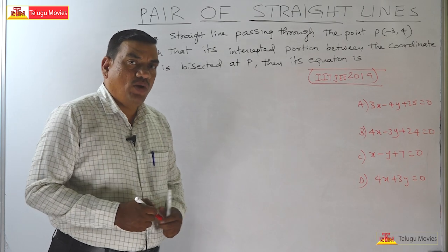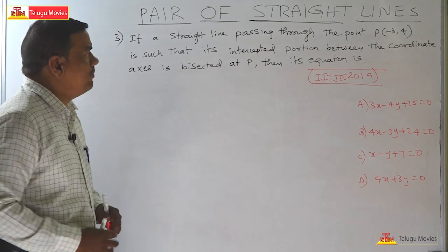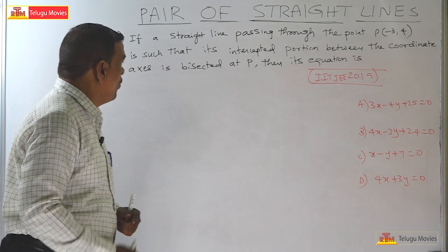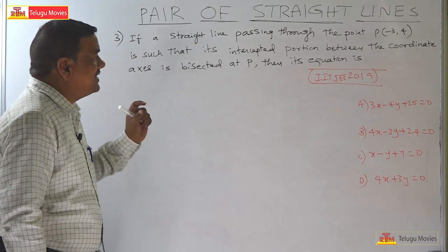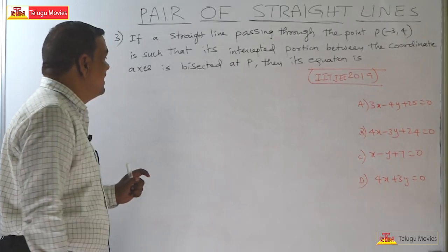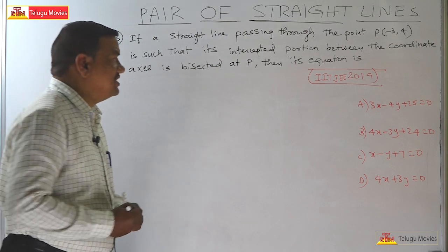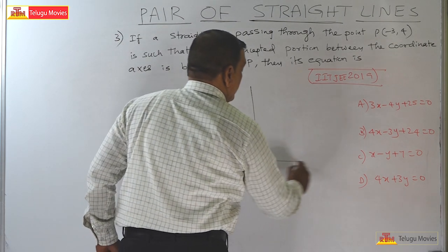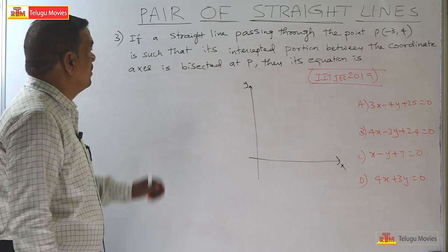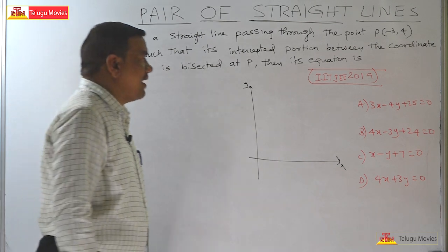Welcome to this problem. This problem is also a very, very easy one. See here: if a straight line passing through the point P(minus 3, 4) is such that its intercepted portion between the coordinate axes is bisected at P, then its equation is? We can solve it within minutes. The equation of a straight line passes through the point P(minus 3, 4).